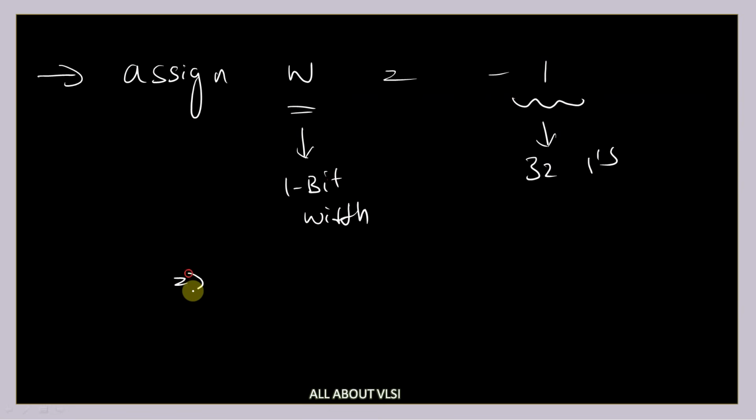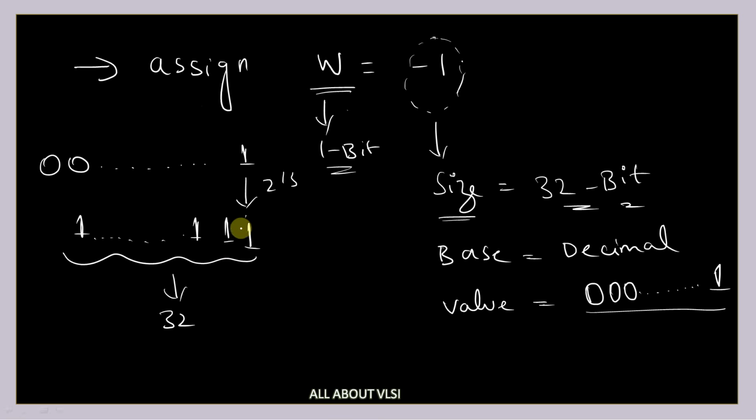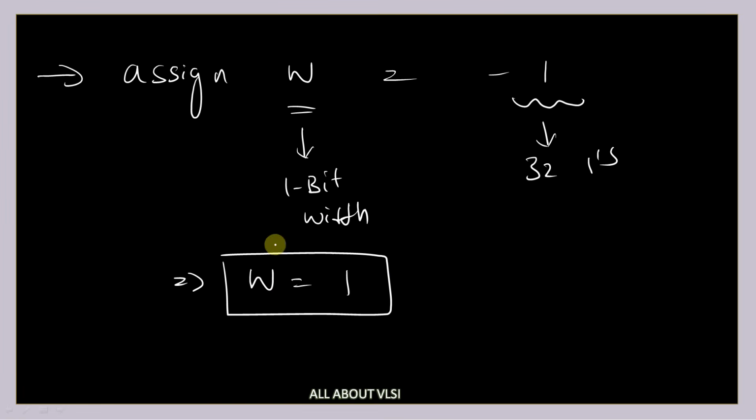So the value of W will be equal to simply 1, because only the LSB will be stored. Only the LSB will be sliced, because on the left hand side we have only 1 bit width capacity. So that's why only the LSB will be sliced and given onto the left hand side, and if we display the value of W, it will be equal to 1.